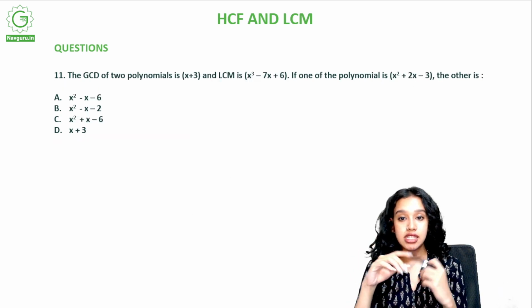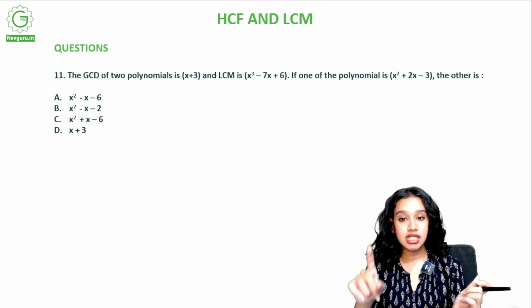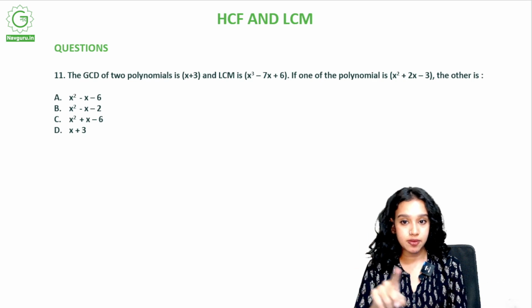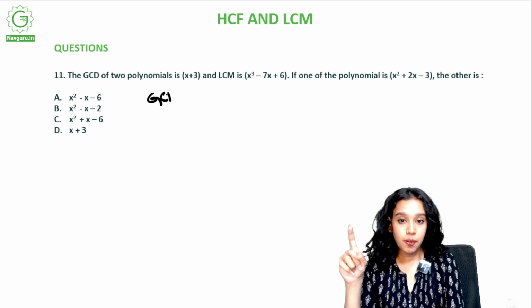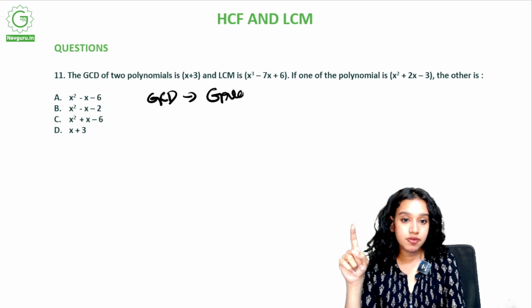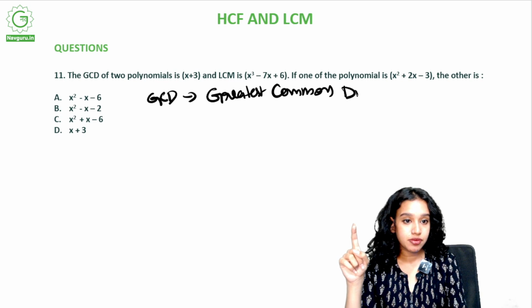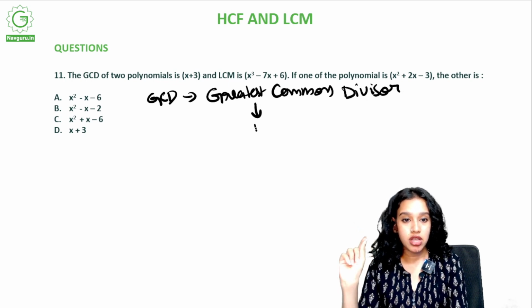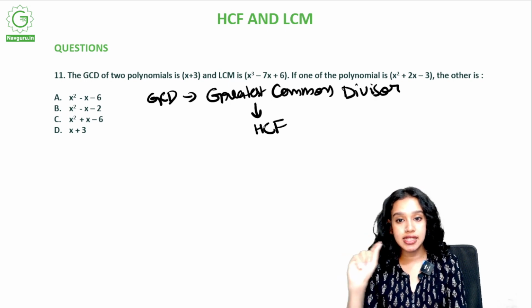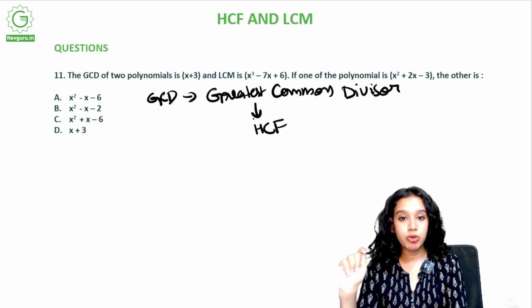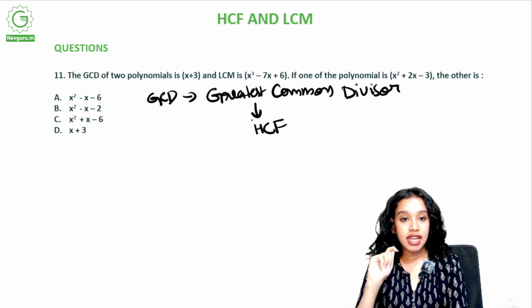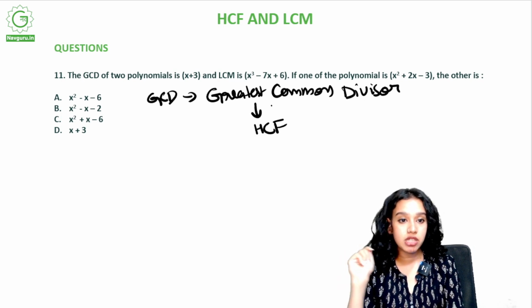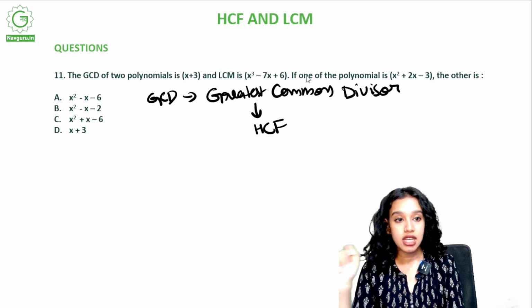Now the GCD of two polynomials. GCD is the greatest common divisor. So the greatest common divisor is just another name for highest common factor or HCF. So the GCD of two polynomials is x plus 3 and LCM is x cubed minus 7x plus 6. If one of the polynomials is x square plus 2x minus 3, the other is?